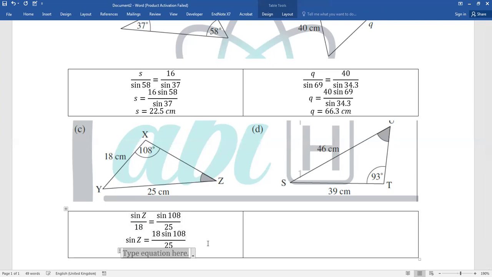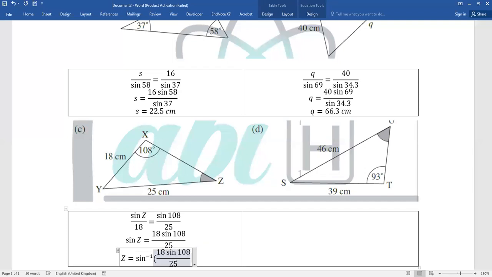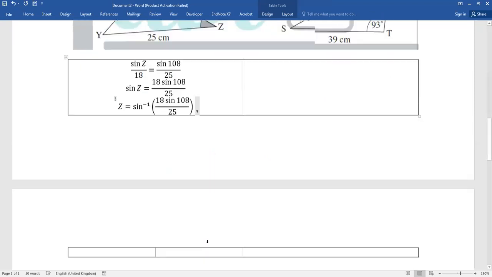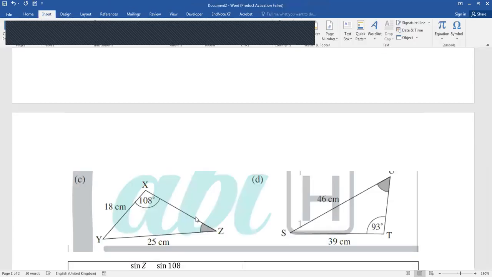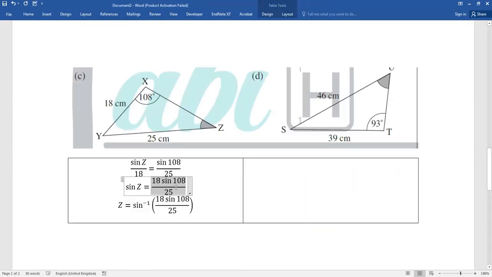But how do you get z now? Sine goes on the other side, you write sine inverse, or you can do this entire thing in the calculator as well. The calculator will not be worried about calculating this entire thing. Is this clear? Yes. That you can use the calculator smartly. You know that all of this is one single numerical value.